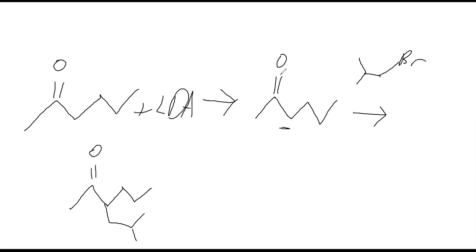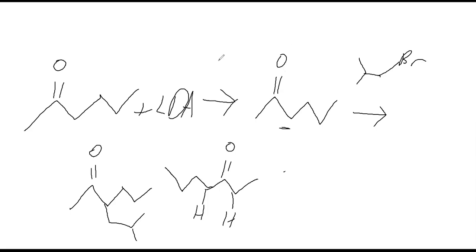Now this works best if there's only one type of alpha hydrogen, to avoid a mixture of products. So we don't want, say, this, where this is an alpha hydrogen and this is an alpha hydrogen. If we lose here, we're going to get one type of product, and if we lose here, we're going to get a different type of product. And we want to keep only really one alpha hydrogen possible.